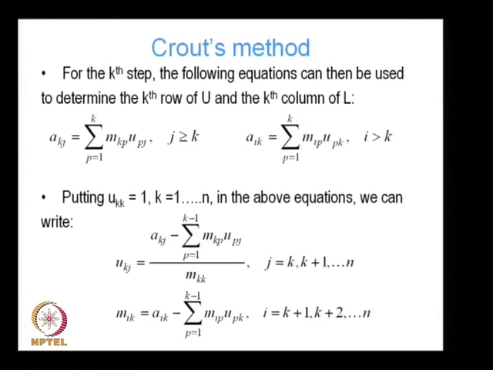We will continue next time with this discussion and show how, using these equations, it is possible to write u_kj and m_ik in terms of the previous terms. Crout's method is useful because, to compute u_kj and m_ik, I am only summing terms up to k minus 1. So, I am only using known terms, that is, terms which are known up to the k minus 1th step.